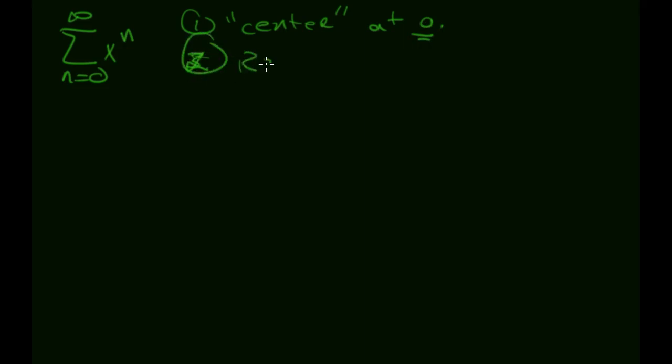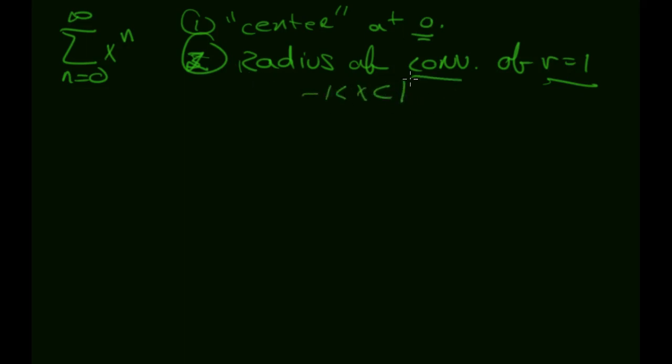Number 2, it has a radius of convergence of r equals 1. Okay, so what does this mean? This means that if I go 1 unit from the center, so that means from -1 to 1, it still converges. So I get 1 unit from either side of the center and I still have convergence.